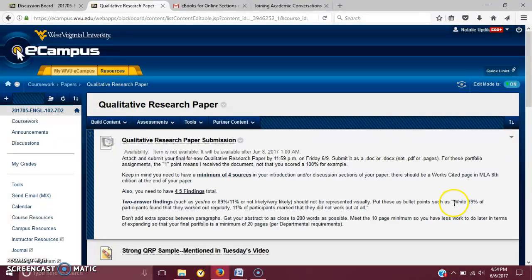So you bullet point it, and it would say, while 89% of participants found that they worked out regularly, 11% of participants marked that they did not work out at all. So that would be a better way to represent the data than taking up the space that a visual takes up. And then again, don't add extra spaces between paragraphs. Use the template formatting. Get your abstract to as close to 200 words as possible. Meet the 10 pages as close as you can so that you will have less work to do later to get that minimum 20 pages per departmental requirements. Okay, so we'll talk more about the final portfolio during week 6, but for now that's stuff to keep in mind for your qualitative research paper.